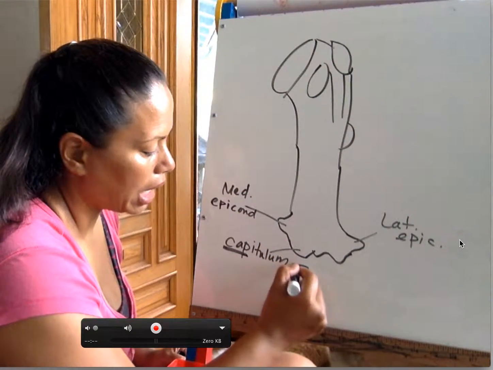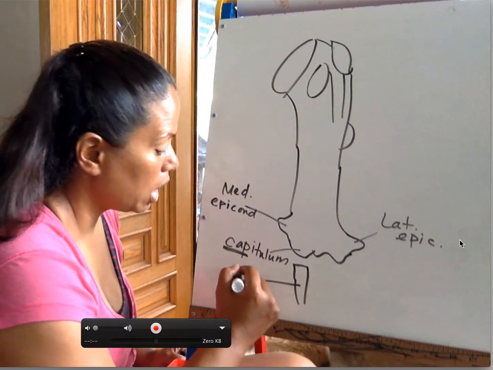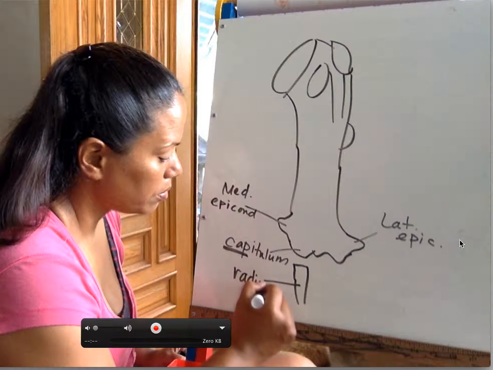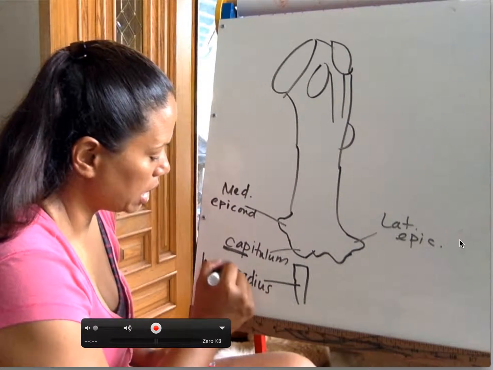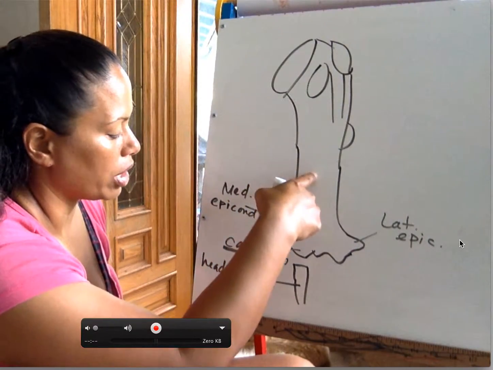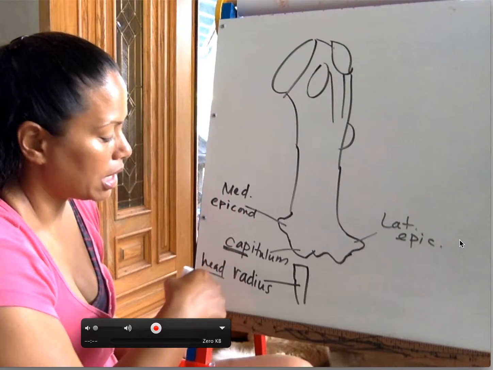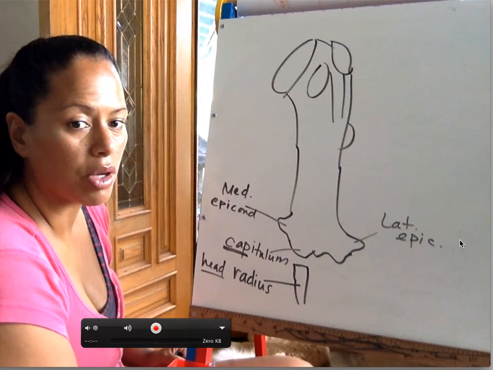So the head of the radius sits or touches the cap of the humerus. So the head of the radius touches the cap of the humerus. So I just remember it. The head fits into the cap, right? So we call it capitulum.